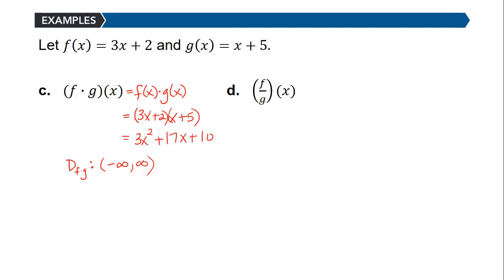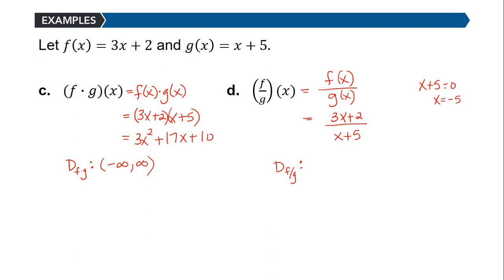Part D is to find the quotient f divided by g of x. This is equal to f of x divided by g of x, which is 3x plus 2 divided by x plus 5. So the domain of f divided by g is the intersection of the domain of f and g, excluding any values that make the denominator 0. So we know that x plus 5 is equal to 0 at x equals negative 5.